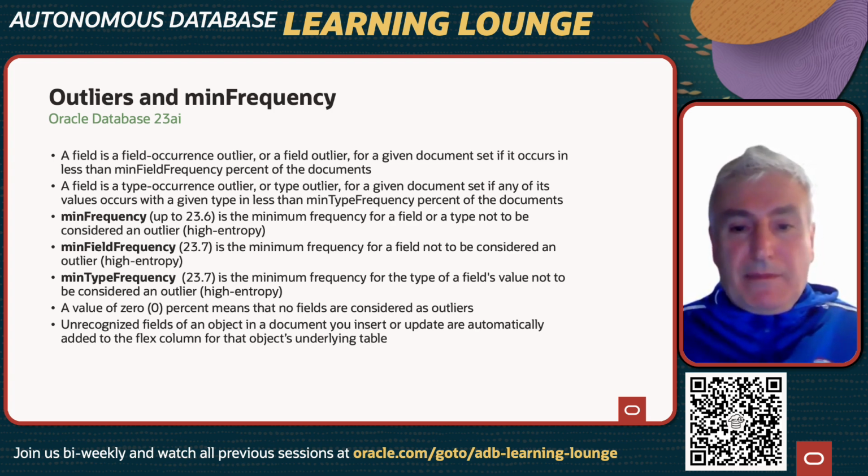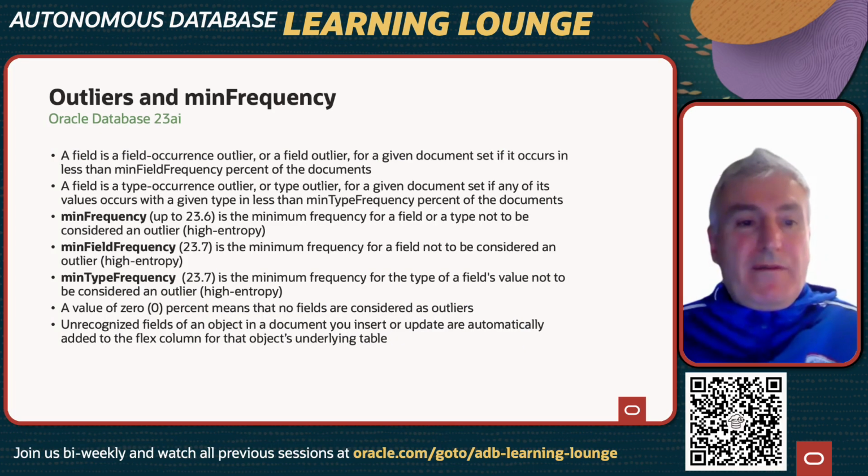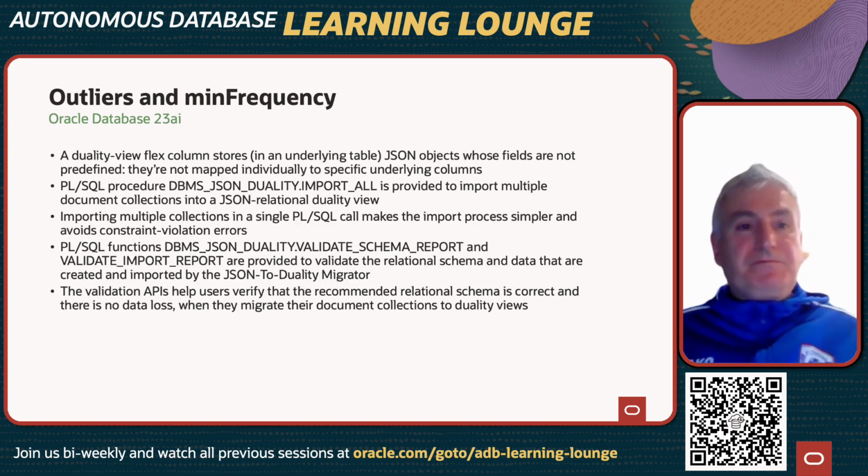Now, what is frequency of types? Let's go back to the collection. Look at the price. Price is usually a number, 6, 10, 8. However, some developers might decide to put 8 in quotes and present it as a character. So if 8 is a character and not a number, this type for the Mocha collection would be considered an outlier, because all the other 11 are numbers and this one is a character. All right. If we have value 0 for the frequency, we say that no fields are considered as outliers.